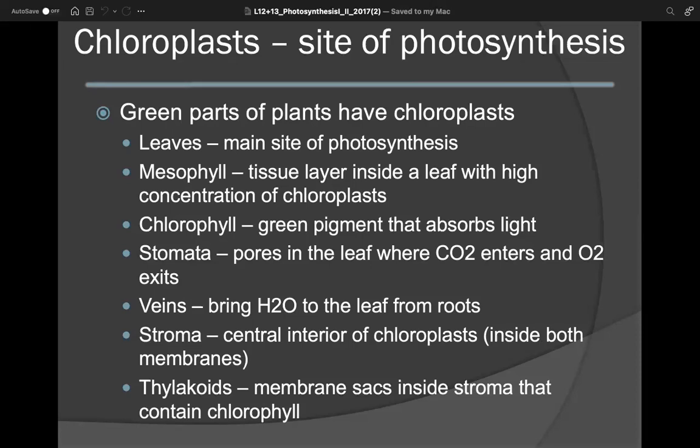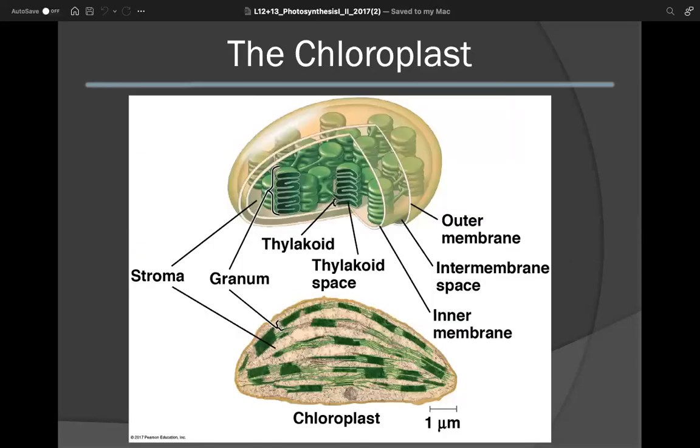And then we started getting a little bit into some terminology. We talked about how leaves are the main site of photosynthesis. Inside the layer of the leaf, if we were to take a cross section, we refer to that as the mesophyll. This is the tissue layer inside the leaf with a high concentration of chloroplasts. If you remember, chloroplasts are like little discs, and they have an outer membrane, an inner membrane space, and an inner membrane, meaning that they are a double-layer membrane organelle.